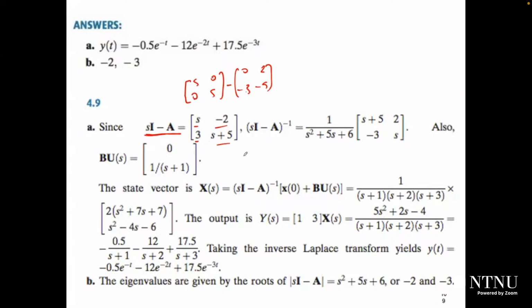We will get the inverse. So the inverse will be the adjoint. Just replace this one with this one, and multiply this one by minus 1. So it will be s plus 5, 3, this one 2, this one s, divided by the determinant. It will be s multiplied by s plus 5 minus minus, so it will be plus 6. So it will be s squared plus 5s plus 6.